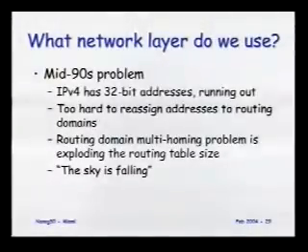So in the mid-90s, IP had some problems, or at least there were some perceived problems. 32-bit addresses, that's not enough address space. It's too hard to reassign addresses to routing domains. How are you going to be able to switch from one ISP to another? Are we going to get vendor lock-in? The routing domain multi-homing problem was exploding the routing table size. The sky is falling. We better do something right away.